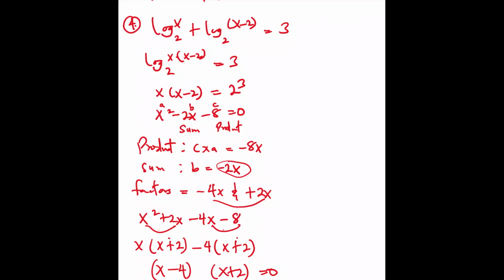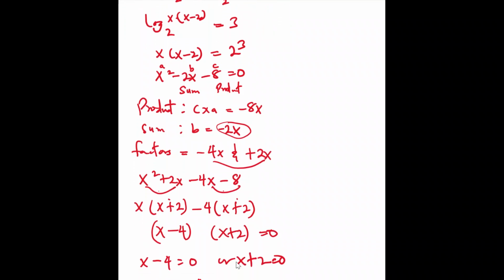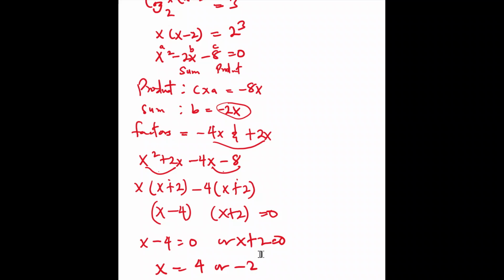So we get x minus 4 into x plus 2 equals 0. So that will be x minus 4 equals 0, x plus 2 equals 0. And that will be x equals 4 or minus 2.